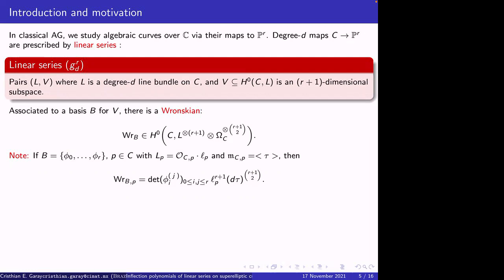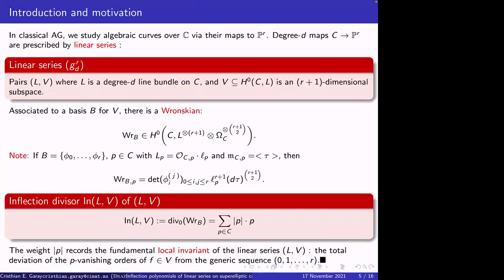And then you glue back together these stalks and you get a global section. And the zeros of this section is what we call the inflection divisor of L. So the inflection divisor is an effective divisor of the same degree as the line bundle, and it can be expressed as a formal combination of points together with some multiplicity. And the multiplicity just records the fundamental local invariant of this linear series, which is the total deviation of the P-vanishing orders of your family of global sections of this line bundle from the generic sequence of vanishing, which is the standard one.